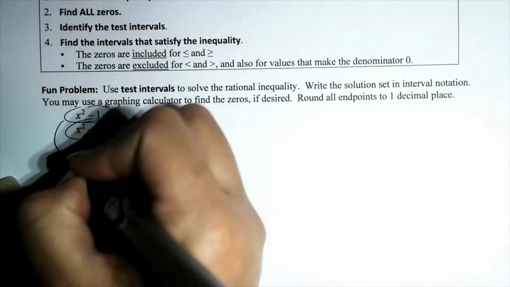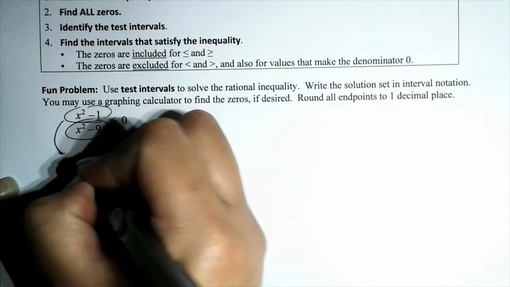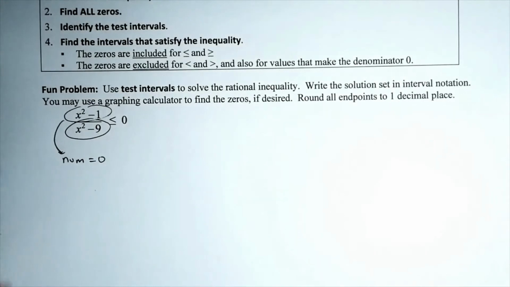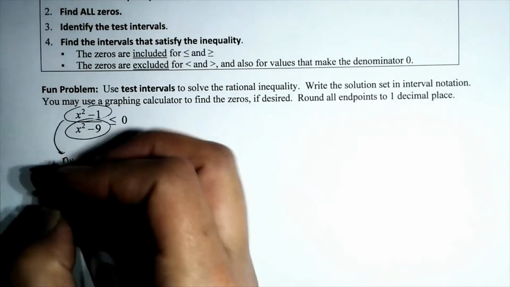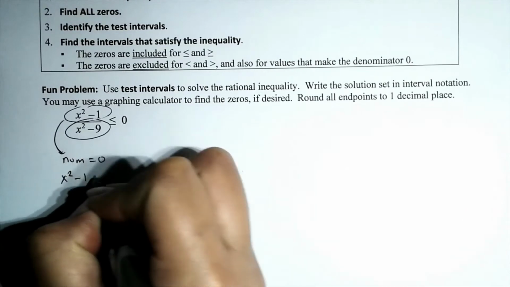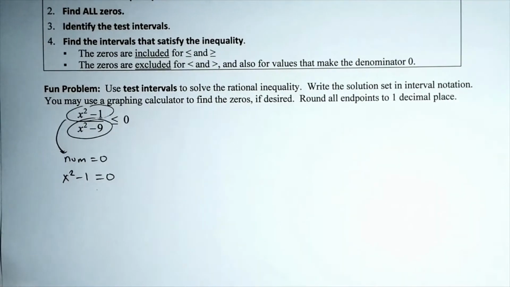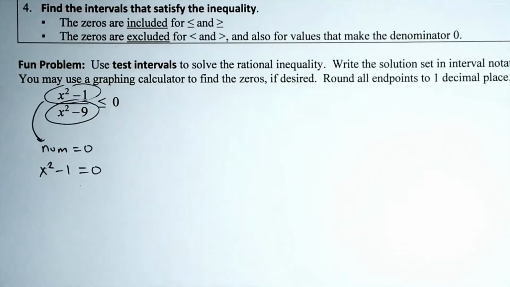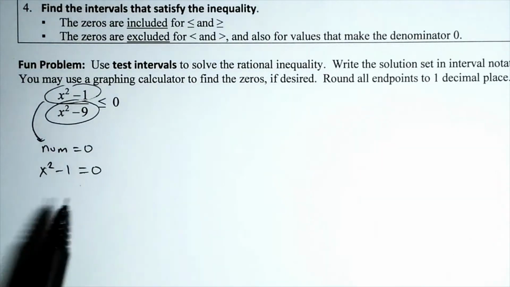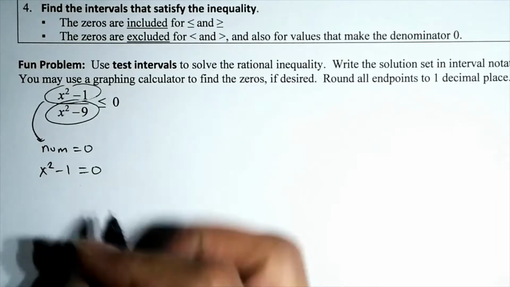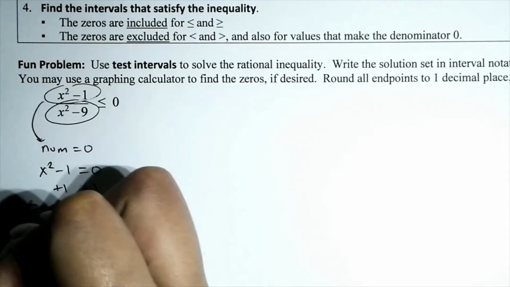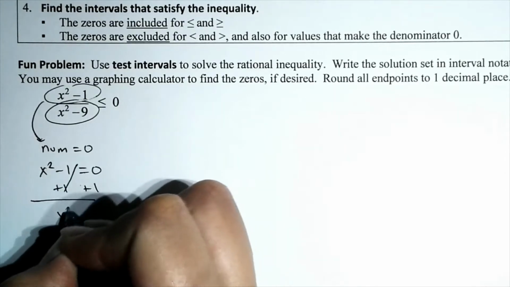So let me put my made up abbreviation for numerator. If you want to know what makes the numerator 0, you write numerator equals 0. So the numerator gives us x squared minus 1 equals 0. And then we solve this however we like, by factoring or whatever you want to do. In this case, we're going to use the square root method because there's no loose x. So let's add 1 to both sides, and that will give us x squared equals 1.